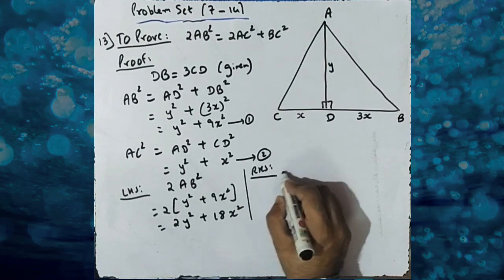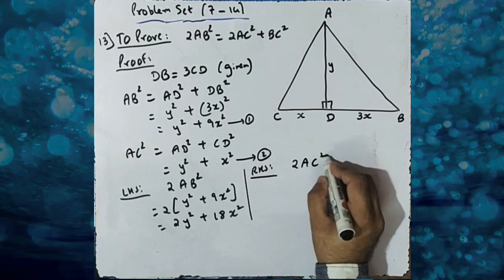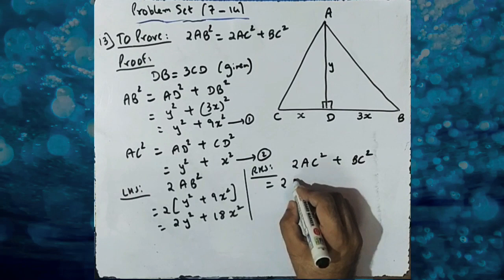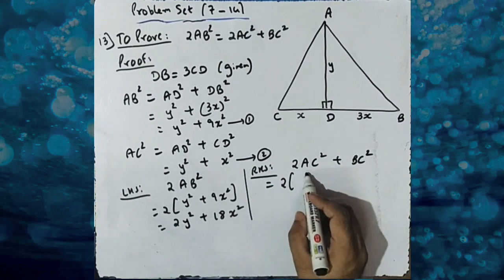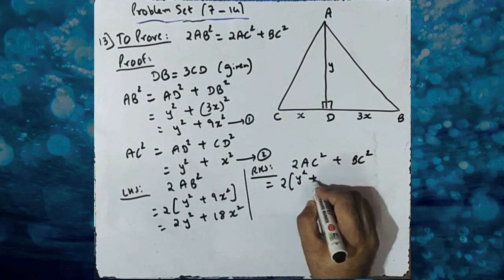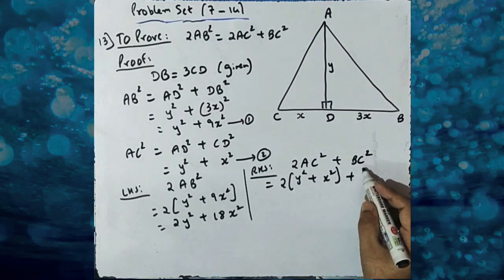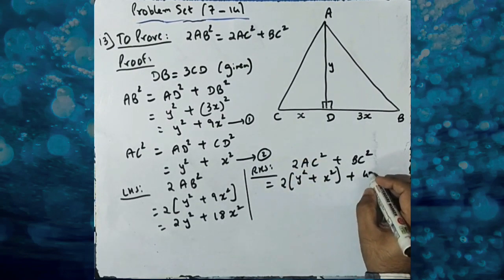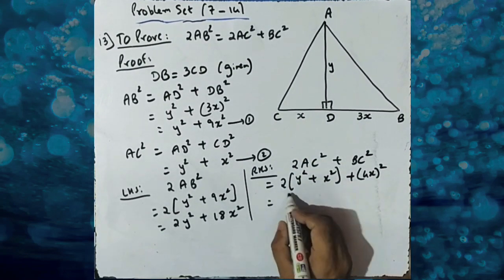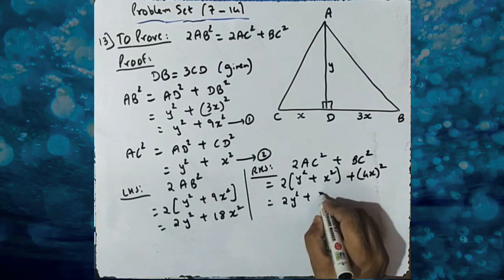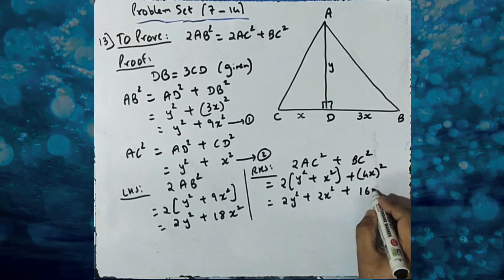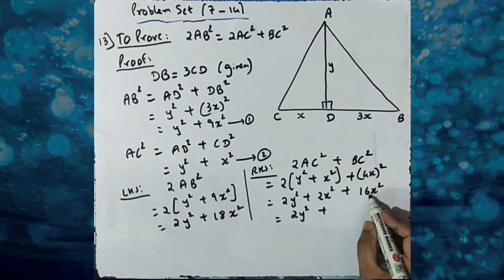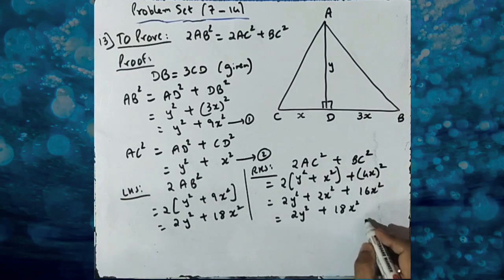Now let us solve RHS. RHS is 2AC square plus BC square. In the place of AC square, we will substitute y square plus x square. BC is 3x plus x, 4x the whole square. Multiplying, 2y square plus 2x square plus 16x square. 2y square plus 2x square plus 16x square will become 18x square.